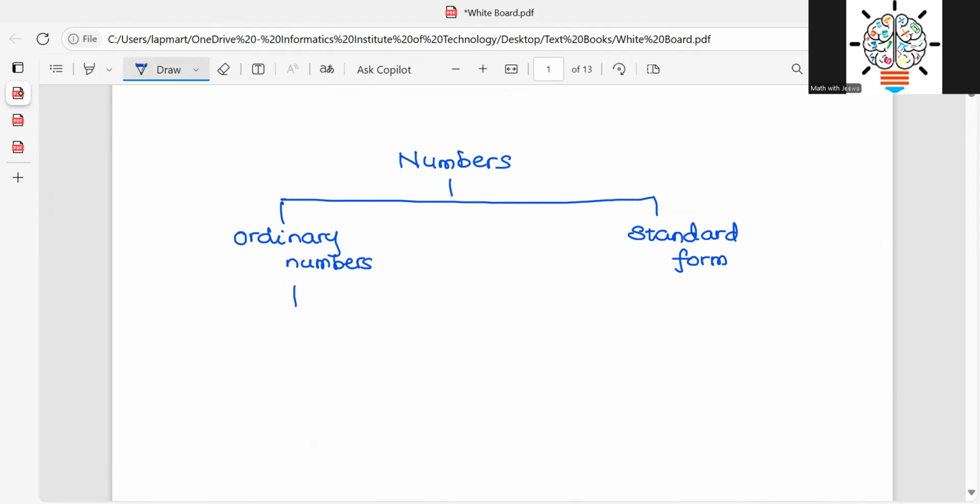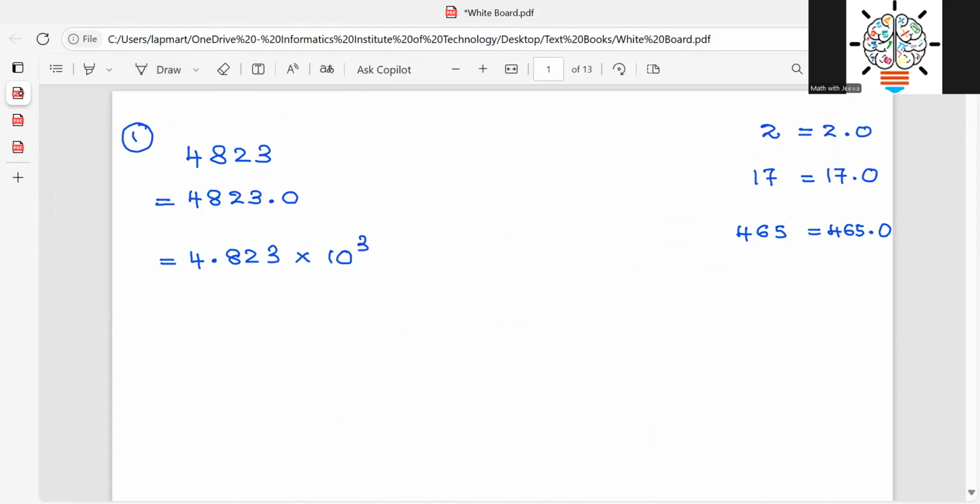Right? So an ordinary number can be a whole number, and it can be a decimal, right? The standard form should always be a number between 1 and 10 multiplied by 10 to the power of something. First you copy this down, right?